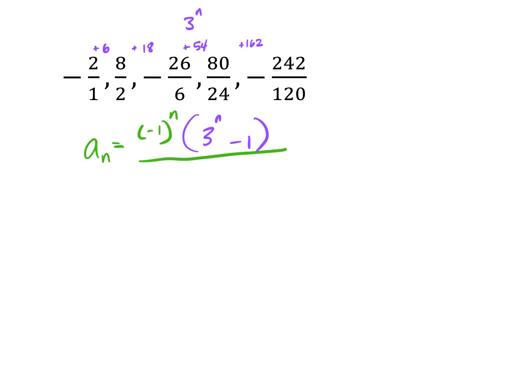Now, let's talk about my denominator. What's going on in my denominator? It's increasing. So we could say it's going up by 1, then by 4, then by 18, and then by 96. That's not helpful to me. I'm not seeing any pattern in how it's going up by.